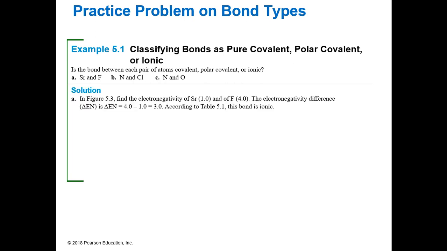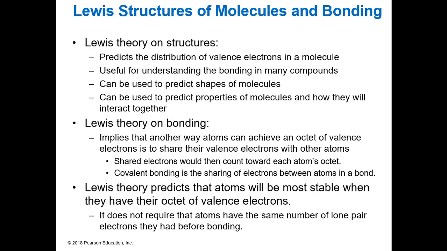Here I have given you a question: is the bond between each pair of atoms covalent? What you do is take strontium and fluorine and find the electronegativity difference. Depending on the electronegativity difference, you can say whether it's polar covalent, pure covalent, or ionic.